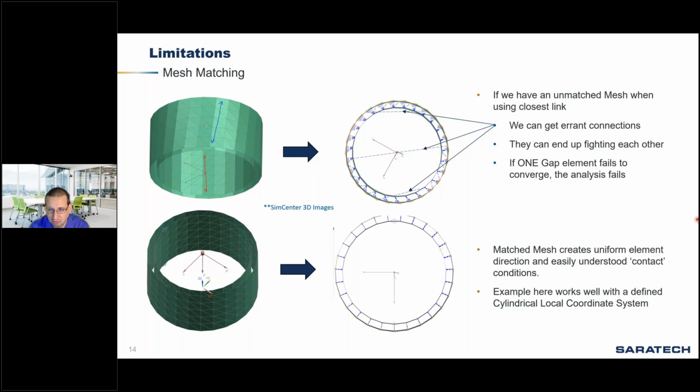And unfortunately, if one gap element fails to converge, your whole analysis is basically going to fail to converge. So a matched mesh, like we see here in the bottom example, creates this nice uniform element direction and these easily understood contact conditions, like I showed in the previous one where we've got these infinite planes. So in this one, I used a radial or a cylindrical coordinate system to help define orientation.